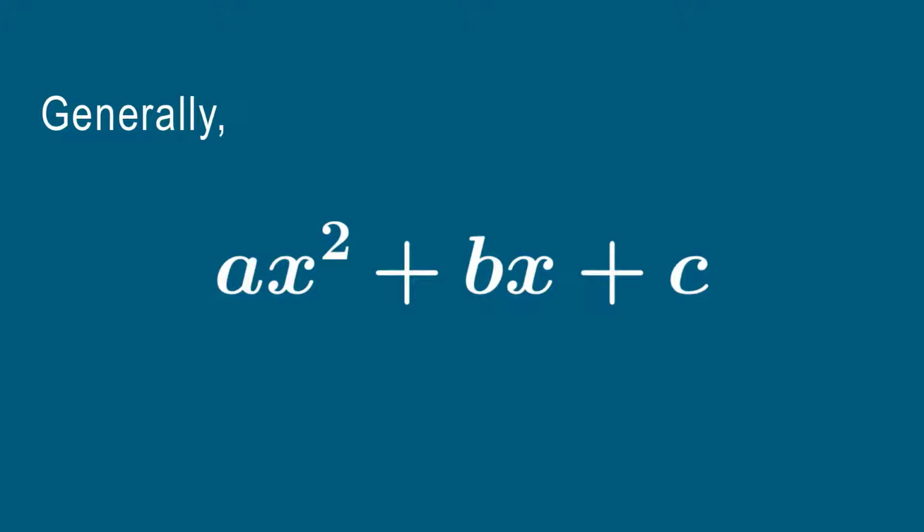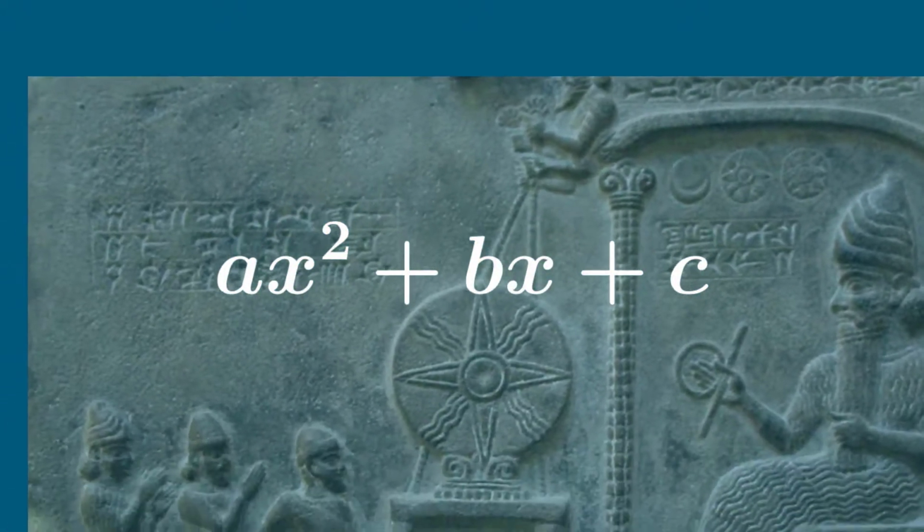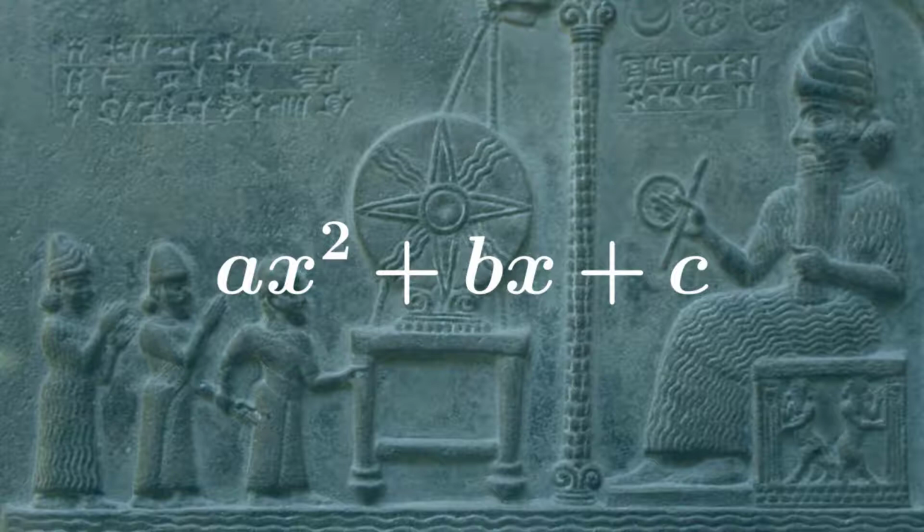Now, where did quadratic equations come from anyway? They've always been around in math, but the Babylonians were the first on record to solve quadratic equations. But they didn't treat it like we do. They didn't even use equations.